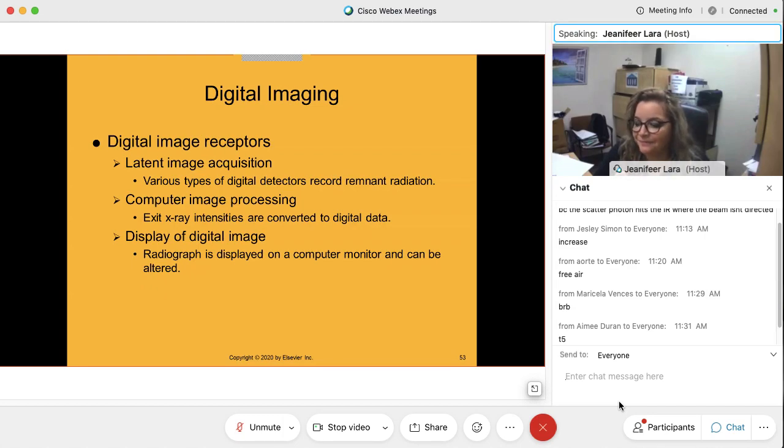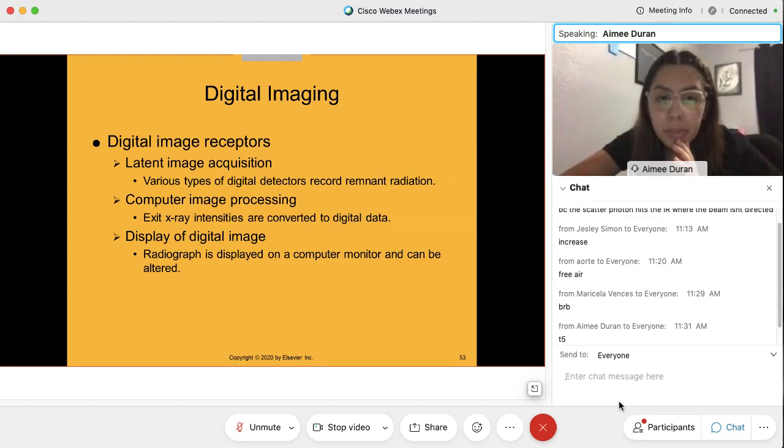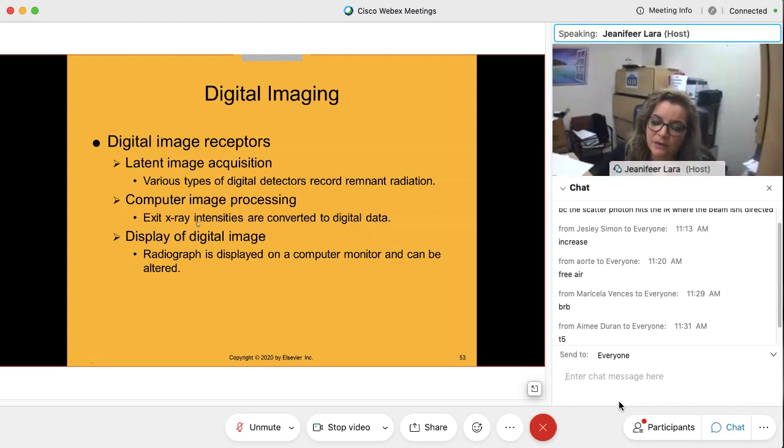All right? Can you repeat the computer imaging processes again, please? There's going to be various ways, depending if you're talking about CR, if you're talking about DR, if you're talking about DR direct or indirect, that the X-ray intensities are converted to digital data, especially with CR and DR. So that's what we're talking about. How did we get these energies to be displayed into those colors?